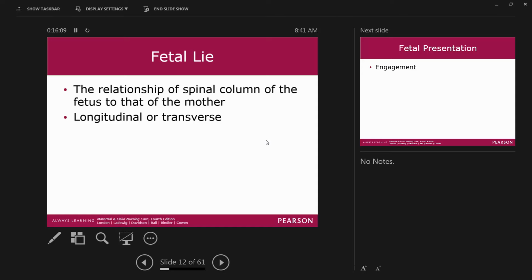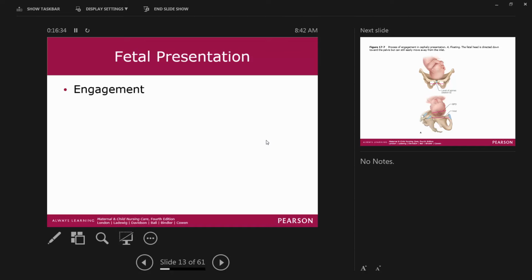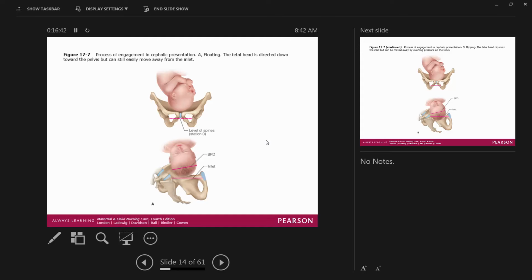So when we talk about fetal lie, we're talking about the baby's spinal cord related to mom's spinal cord. Are they running parallel, or are they perpendicular or transverse to one another? Longitudinal or transverse, sorry, I didn't use the right word. Now, this is engagement. This is where we're talking about, is the head coming down into the pelvis? That's what engagement means, is the baby engaging the pelvis.